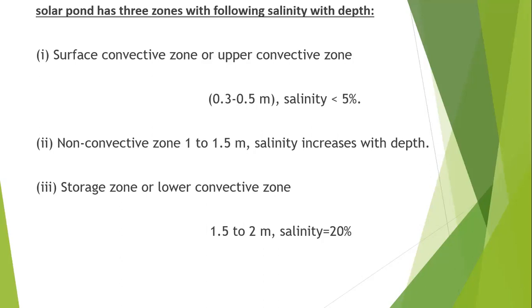The depth is 1.5 to 2 meters. If you observe the three zones, the lower convective zone goes down to the end, where we have only 2 meters. So we can build a solar pond with 2 meters depth, and maximum we can go up to 2 meters depth only. Here the salinity percentage will be approximately 20%.